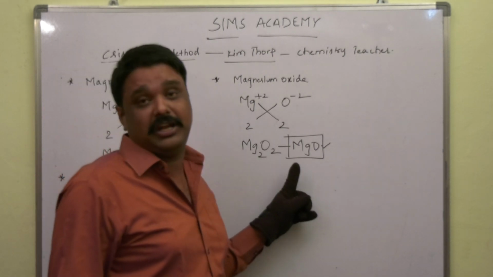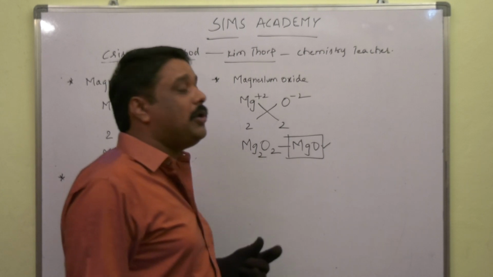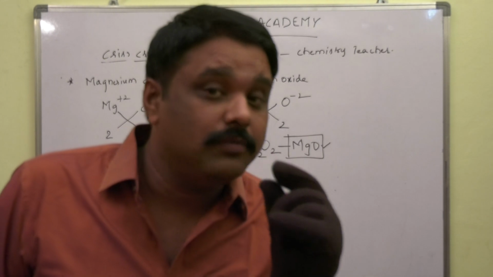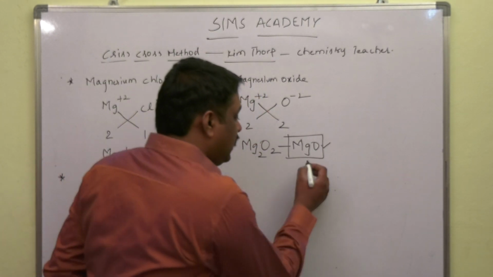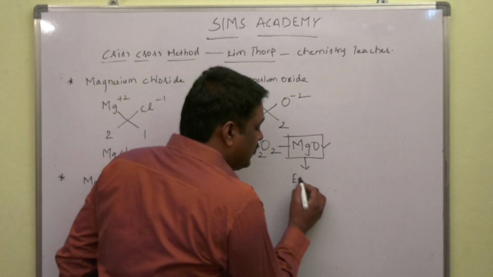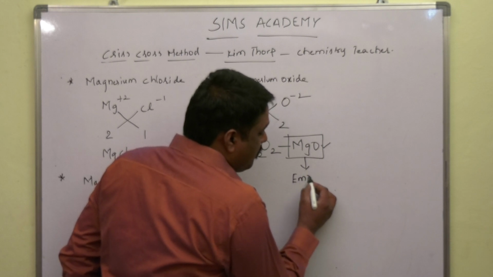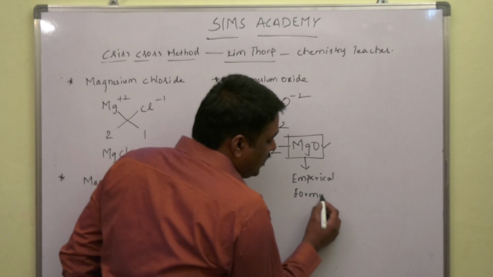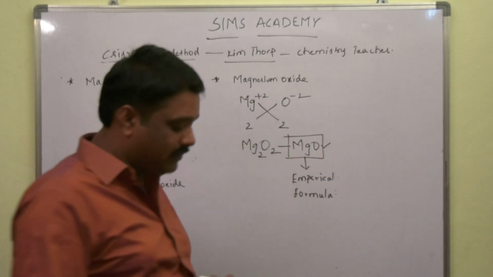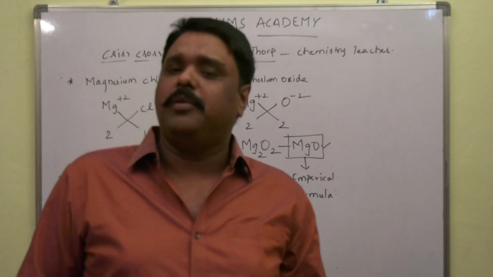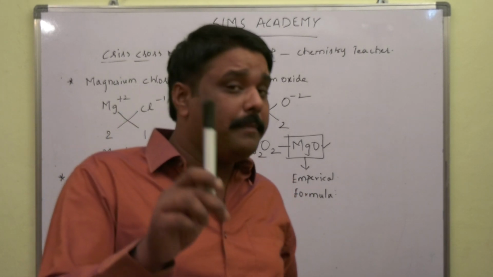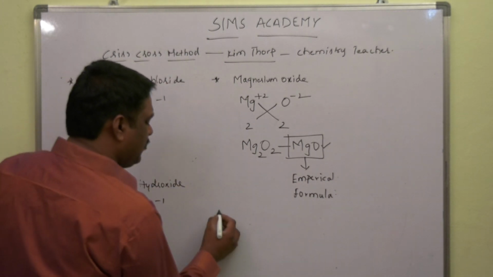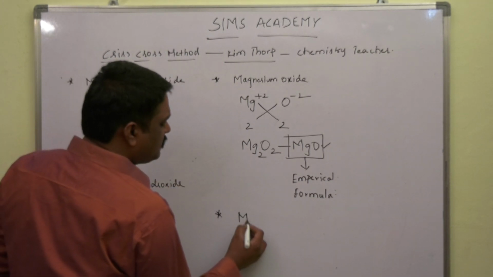This is very, very important. The formula of magnesium oxide is MgO but not Mg2O2, and we say it as an empirical formula. That means in writing the names of the chemical compounds, we may sometimes write their empirical formula. That is very important.